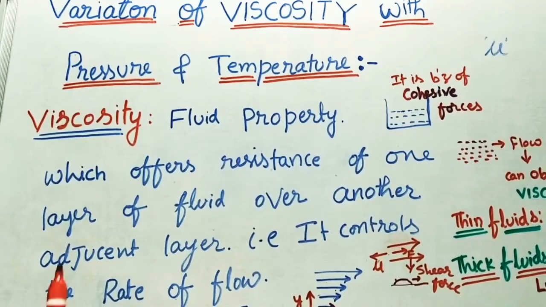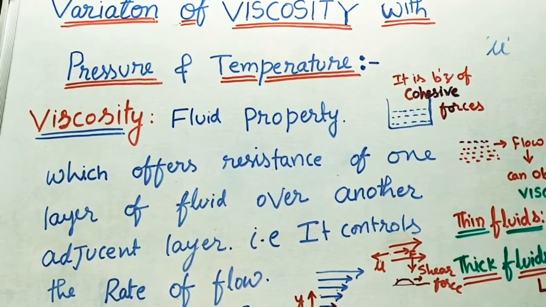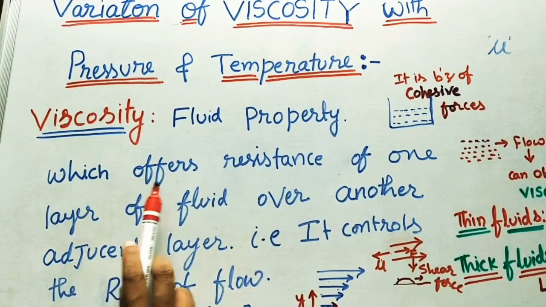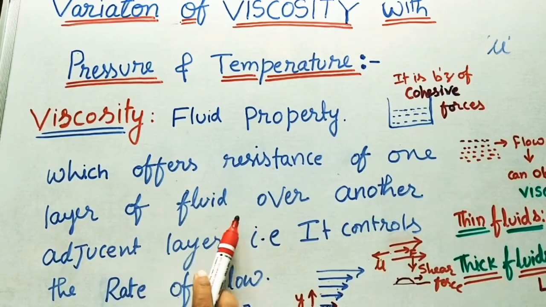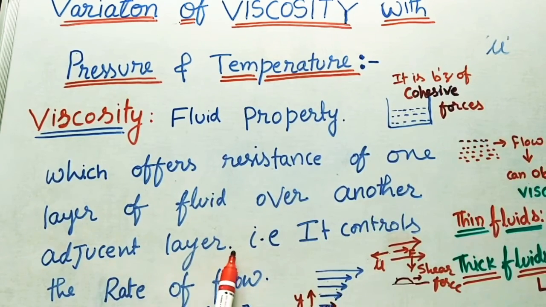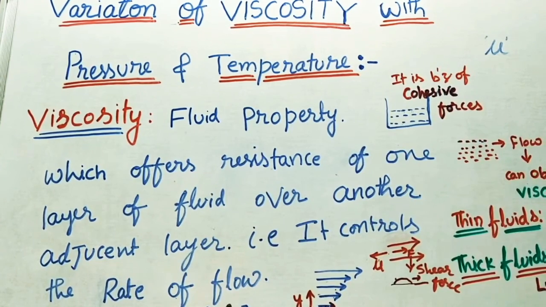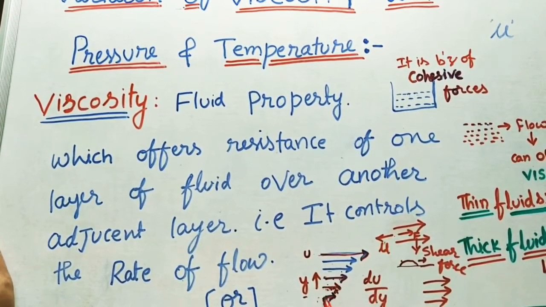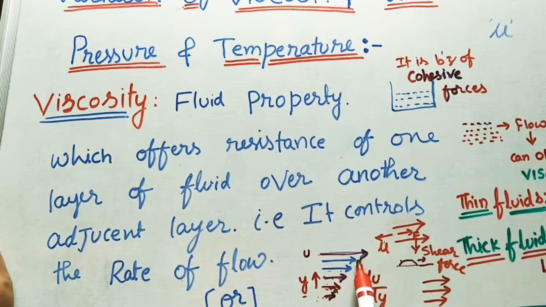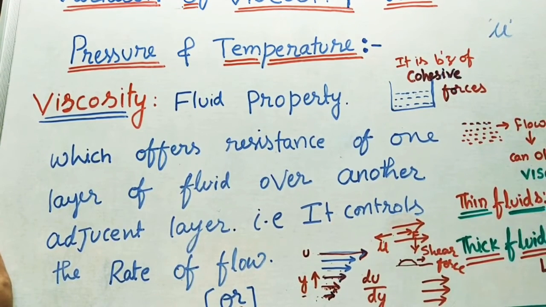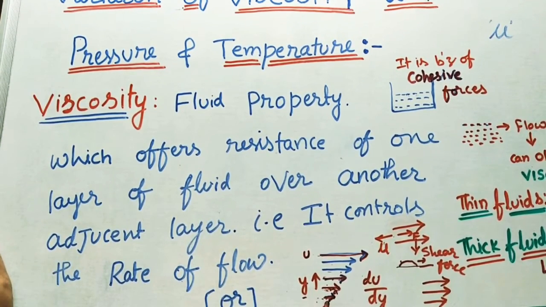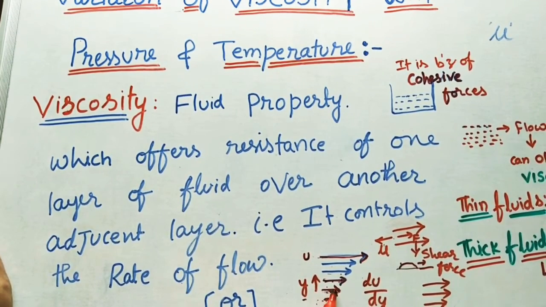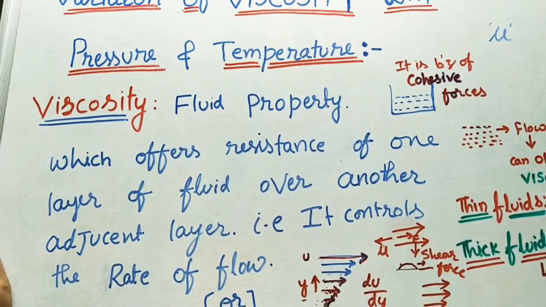If you are taking the definition of viscosity, we can write: it is a fluid property which offers resistance of one layer of fluid over another adjacent layer of the fluid. For example, I am taking the flow in terms of layers of the fluid. Let us take the fluid is flowing in terms of layers, some layers one by one. If you are taking the bottom layer, it has very less velocity, and the layer above this bottom layer has a little more velocity compared to this.